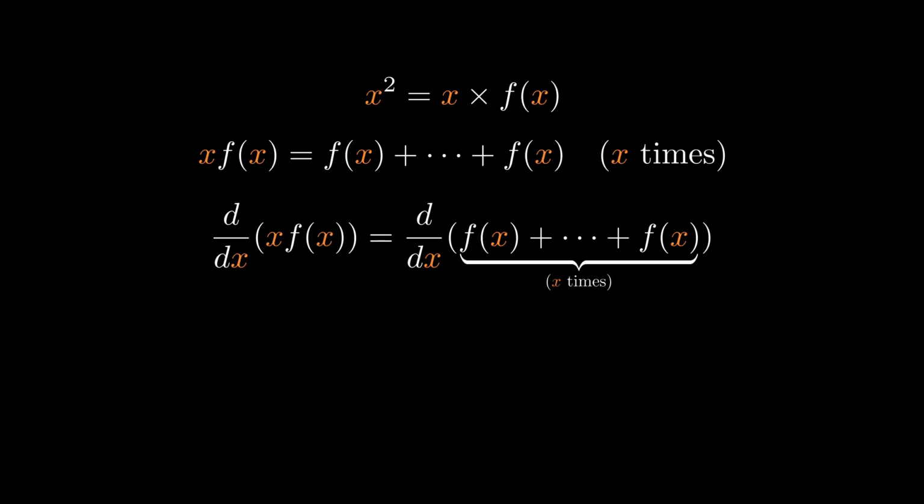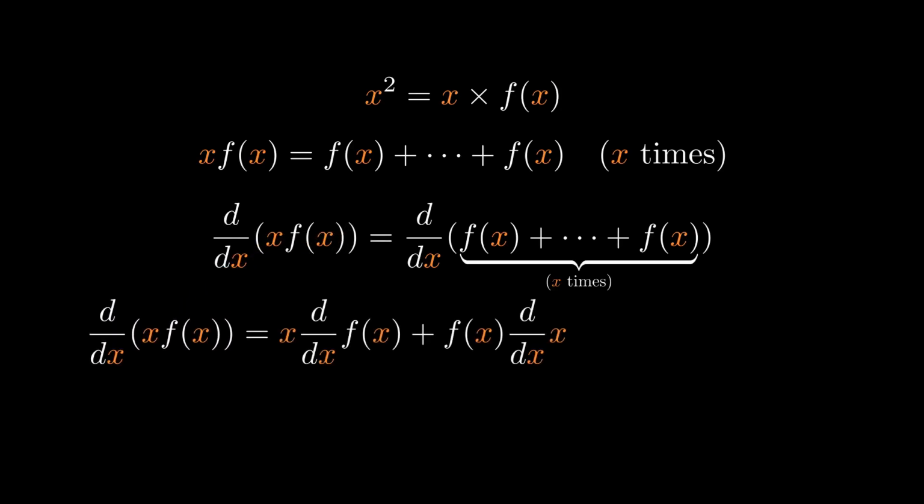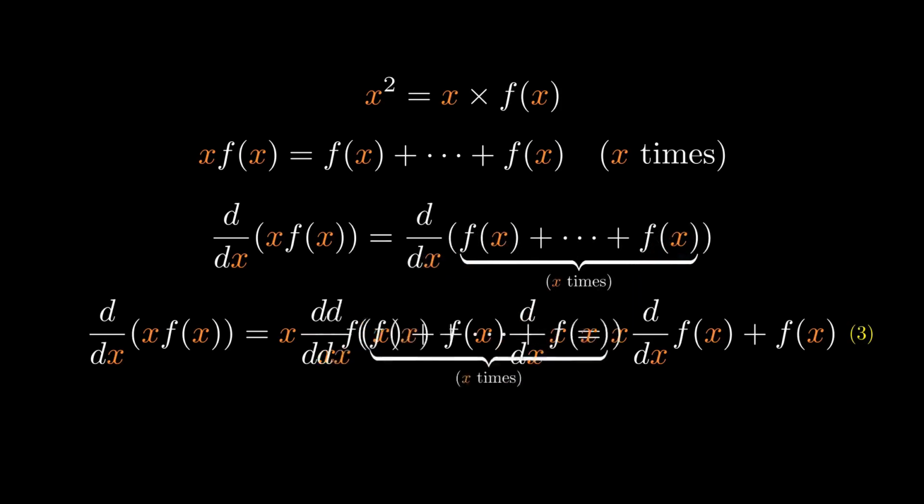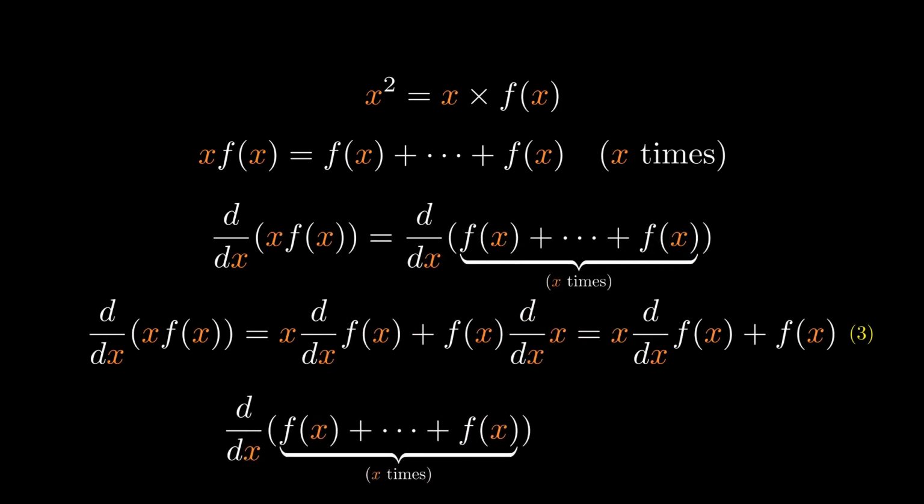Now that we understand the qualitative nature of the anomaly, how about we try to quantify it? Let us take the derivative of the left hand side using the product rule of derivatives. This gives us d/dx of x f(x) equals x d/dx of f(x) plus f(x) d/dx of x, which equals x d/dx of f(x) plus f(x). We will call this equation 3. If we take the derivatives on the right hand side, then d/dx of f(x) plus f(x) repeated x times equals x d/dx of f(x), which we call equation 4.